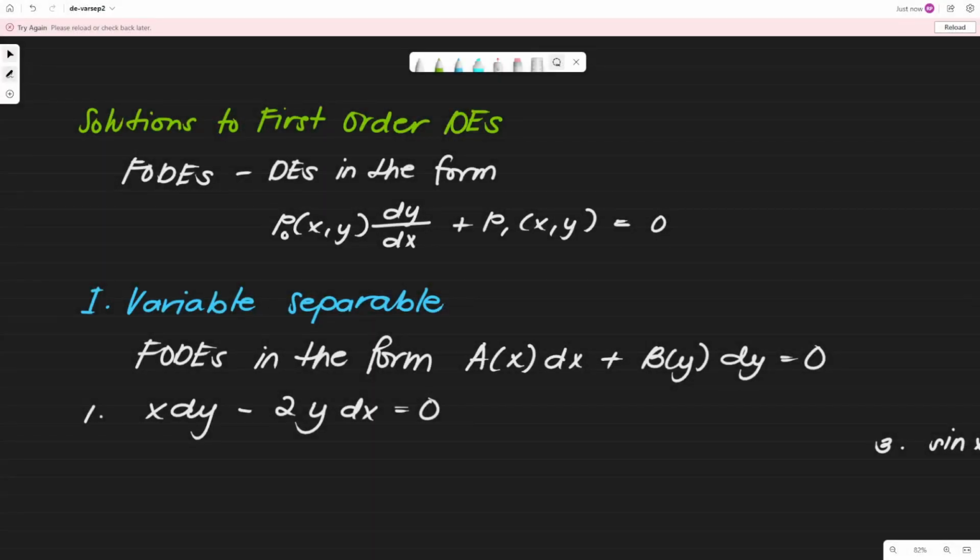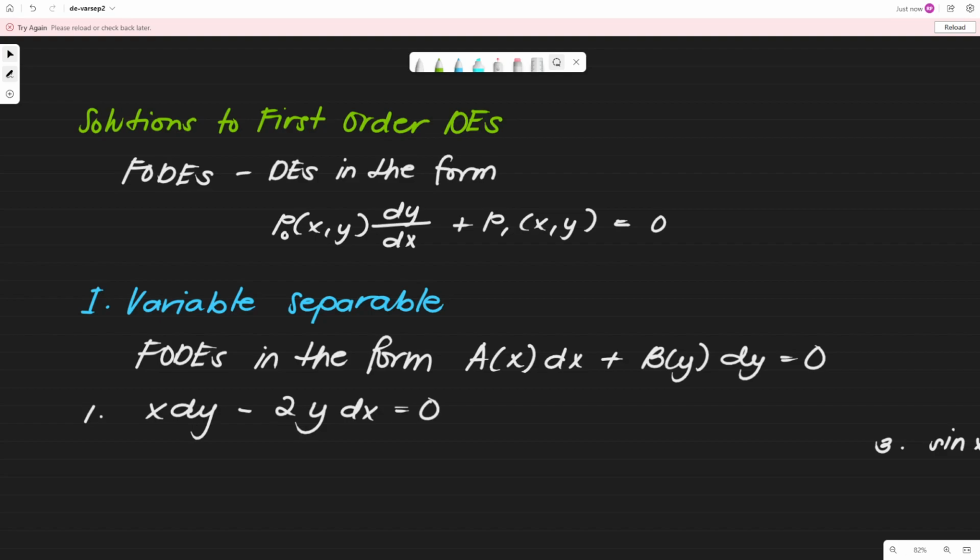Hi friends, so today we will start the discussion with solutions to first order differential equations. So a recap lang from the very first topic, first order differential equations. So these are DEs that have a degree, or rather order, of 1. Meaning ang kanyang highest derivative is only the first derivative.